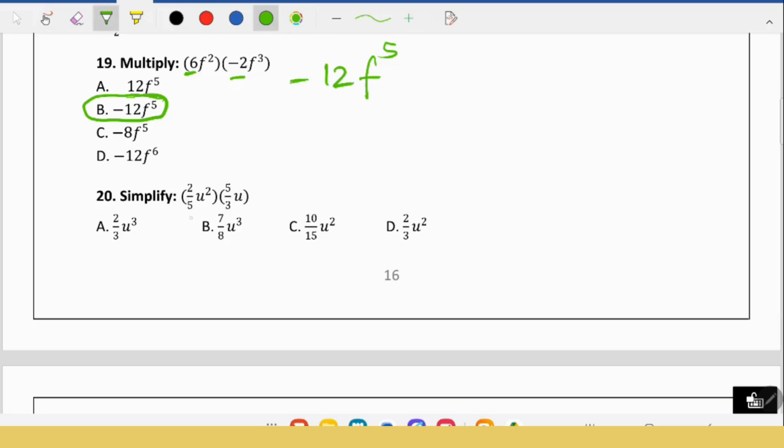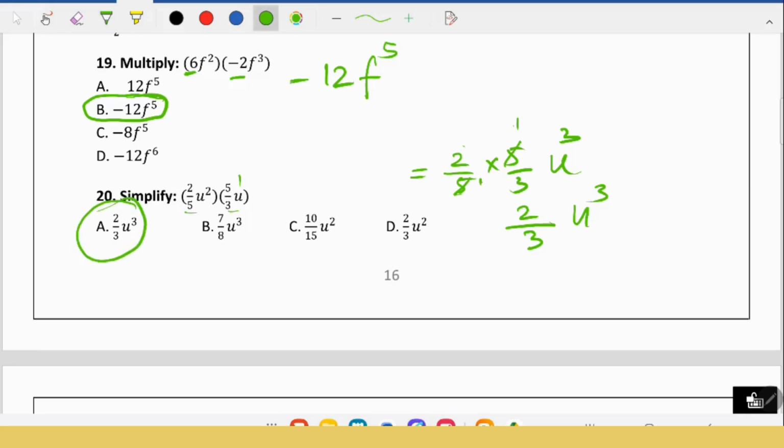Next is 2 over 5u square times 5 over 3u. So I will just multiply the coefficients, which are 2 over 5 and 5 over 3. U square and u is u cube because they are the same base. I will add their powers. So over here I can simplify the fraction, 5 1 and 5 1. So 2 times 1 here is 2 and 3 times 1 here is 3u cube. 2 over 3u cube, which is A.